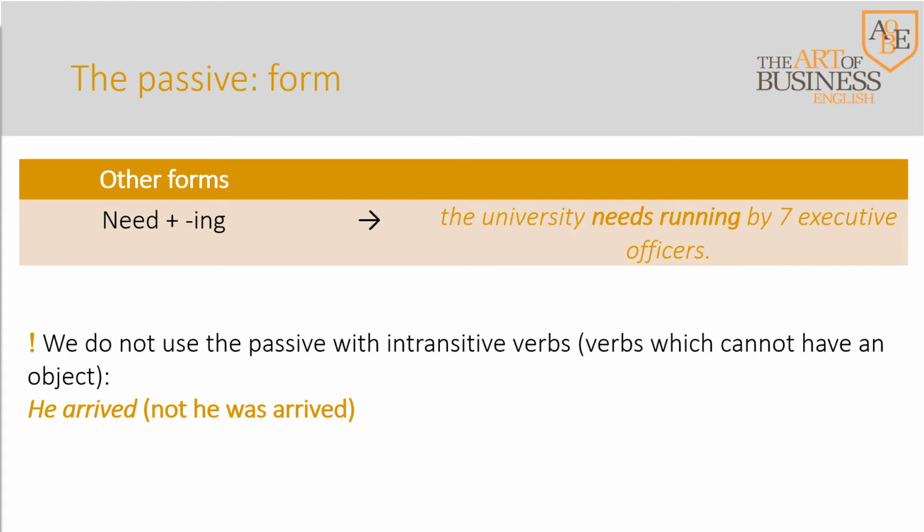Now that we've covered all of the tenses, we do not use the passive with intransitive verbs. So verbs which cannot have an object. So what does that mean? He arrived. Okay, he arrived. And then not he was arrived. So I hope that makes sense.